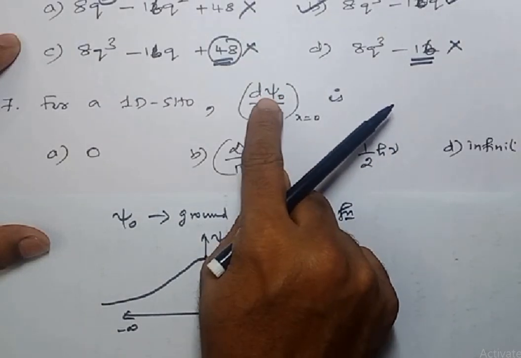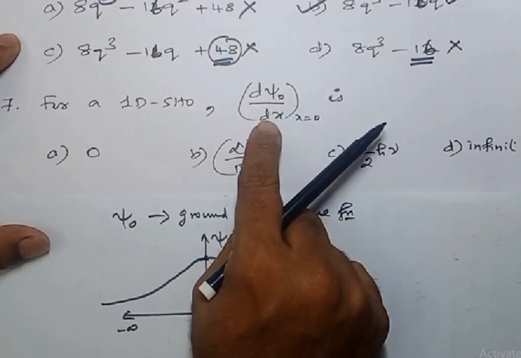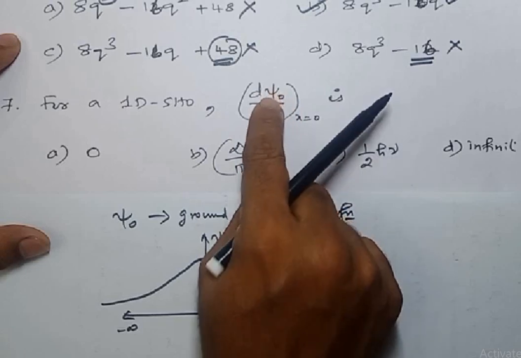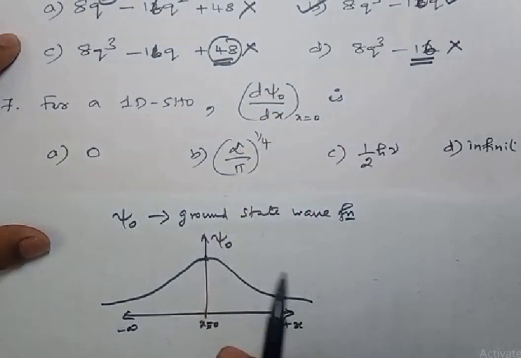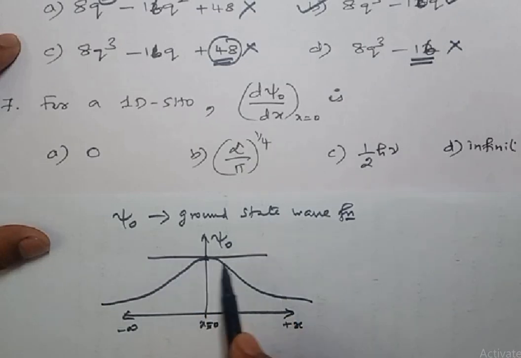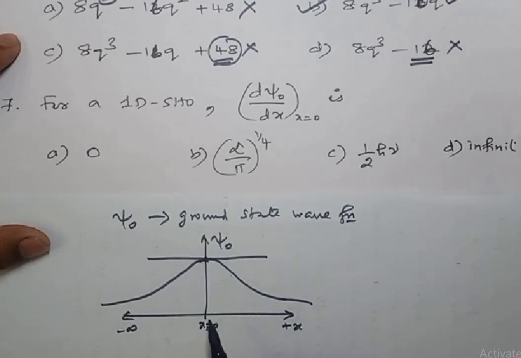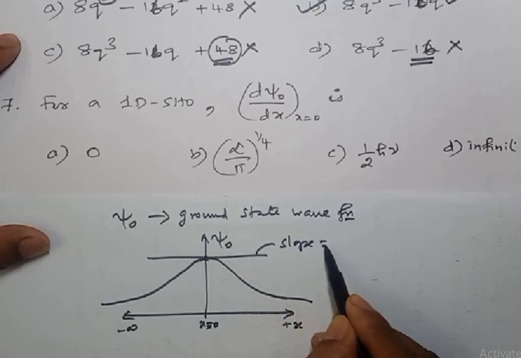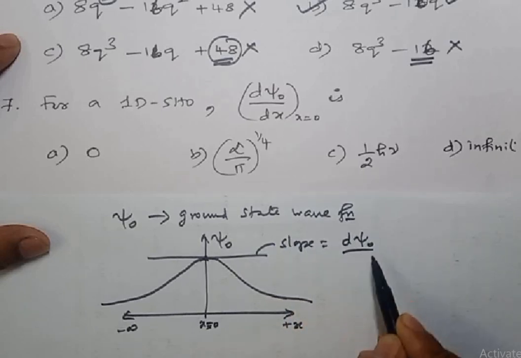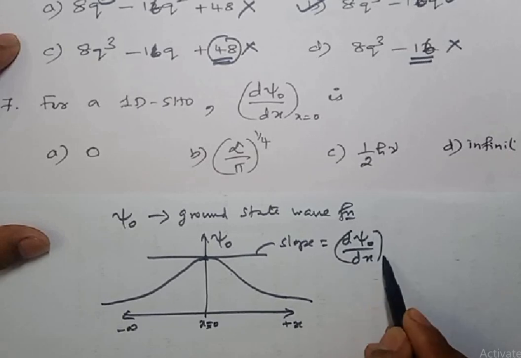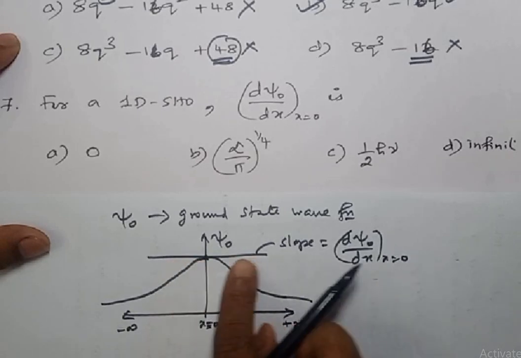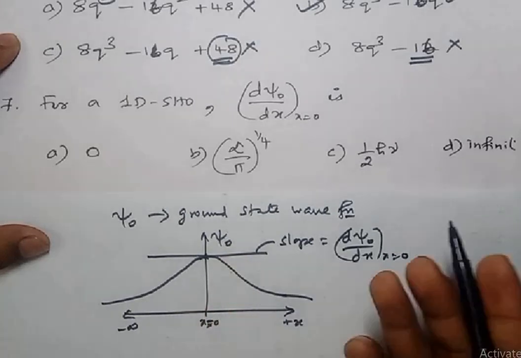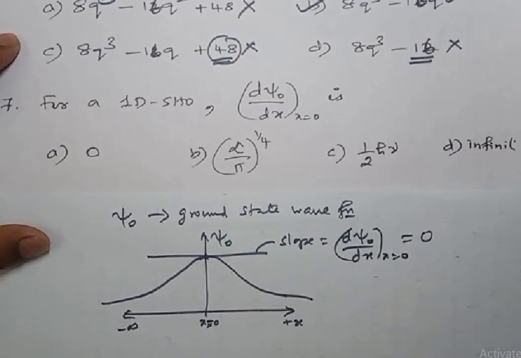Yes, d psi naught by dx is nothing but the slope of the straight line which is drawn at x equal to 0. So at x equal to 0, you draw a straight line. What is the slope of this straight line? Slope is d psi naught by dx at x equal to 0. Since this line is parallel to the x-axis, the slope of this line is 0.